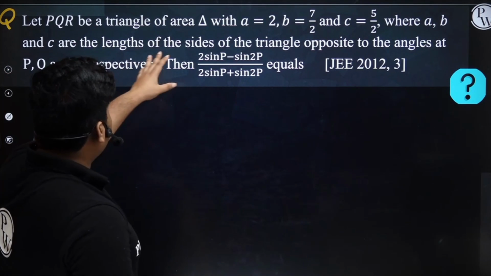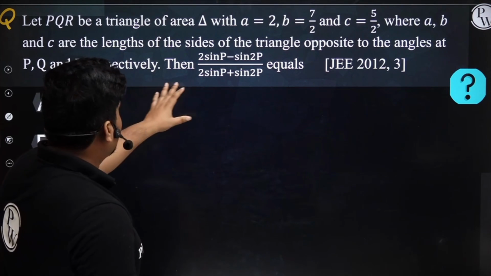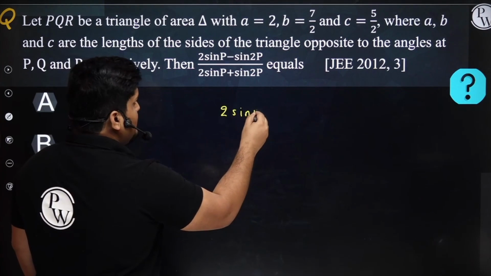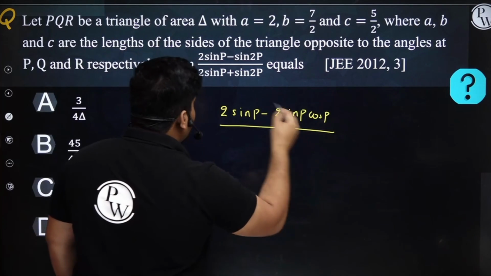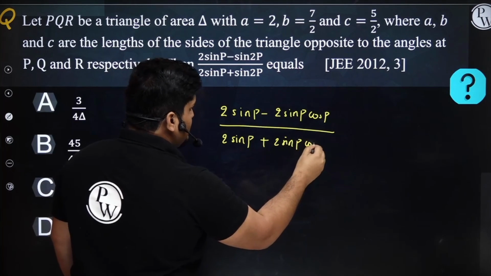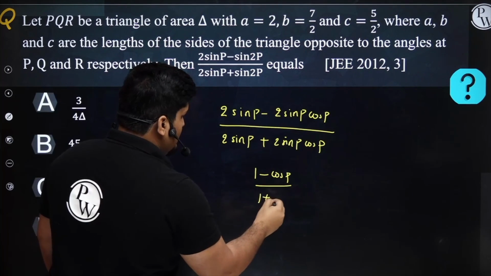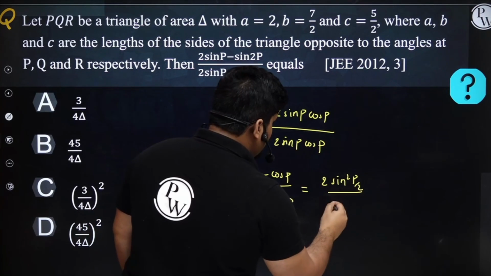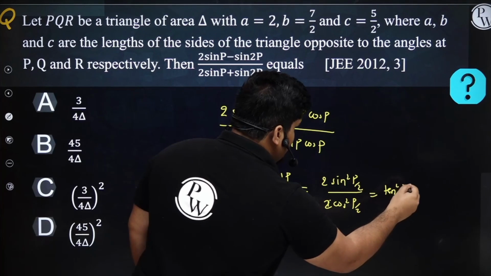So let PQR be a triangle of area delta with a, b, c given, where a, b, and c are the lengths of the sides. Then (2 sin P minus sin 2P) divided by (2 sin P plus sin 2P). So you just need to expand, guys. This is 2 sin P minus 2 sin P cos P, divided by 2 sin P plus 2 sin P cos P. Just take terms common. So it will be 1 minus cos P divided by 1 plus cos P. So 1 minus cos P will be equal to 2 sin square P by 2, and this will be 2 cos square P by 2. That is equal to tan square P by 2.